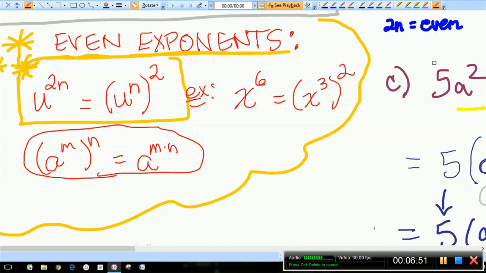Okay, because an even number is divisible by 2, we can write it as 2 times some other number, okay? So if this is the case, then we can rewrite it like this. If we have any even number here as an exponent, you want to figure out what number, 2 times what, gives you that exponent. So you'll put u to the n, and then outside of that, in parentheses, you put your square. So u to the n is being squared.